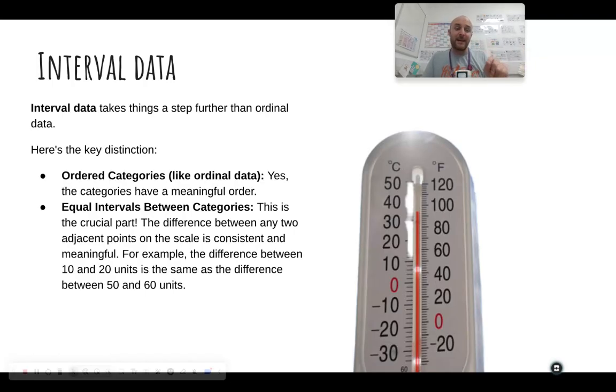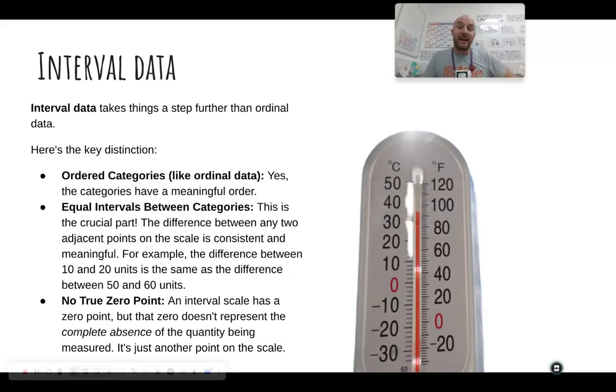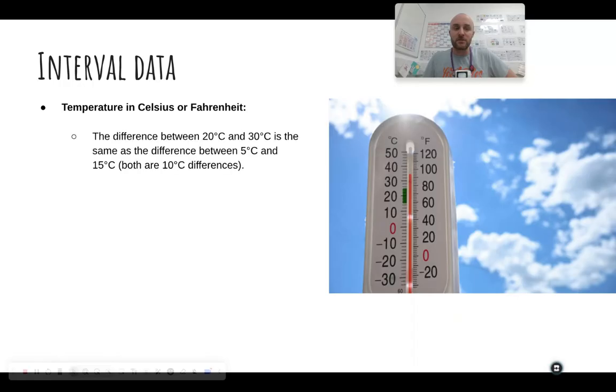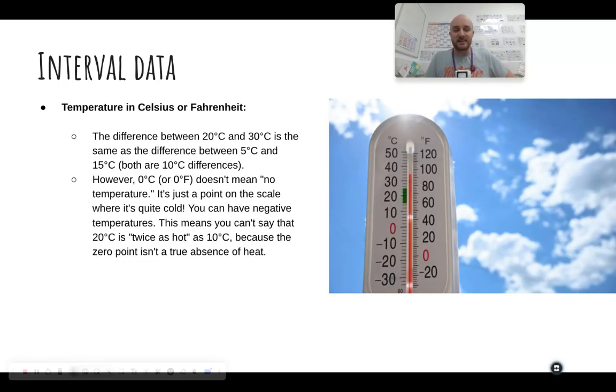The key bit here is that between the categories there are equal intervals. The gap between 20 degrees and 30 is the same as 30 to 40. It's not a case of opinion. They are set intervals, hence the reason why it's called interval data. And it has no true zero. So I've got some examples just here. Temperature is the classic one.